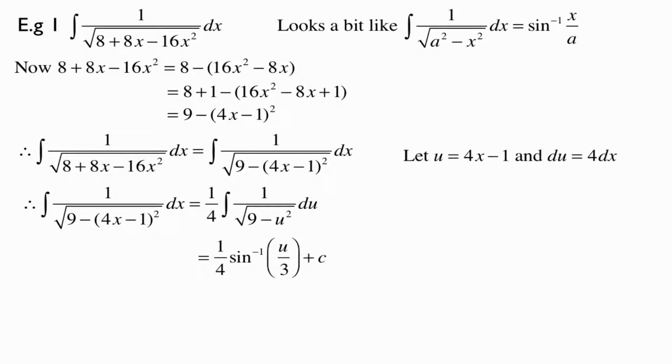and using the standard integral table, or the one we've got in the top right hand corner, we get 1/4 inverse sine of u on 3, and substituting back in now for u, we get our final solution of 1/4 inverse sine of (4x minus 1) on 3, of course plus a constant.